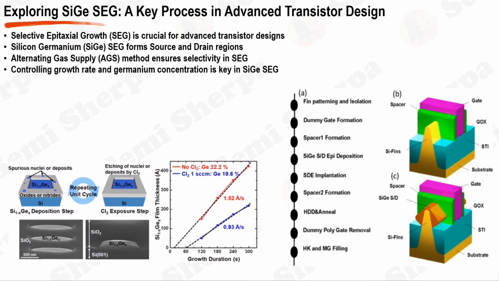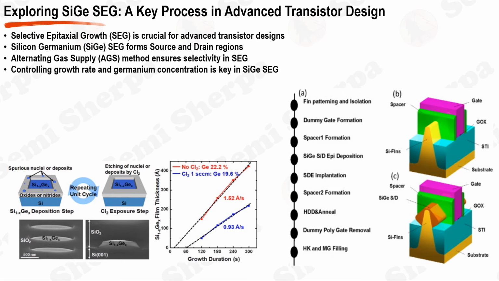For the growth of SiGe, a chemical vapor deposition (CVD) process is employed. Gaseous precursors, such as disilane, Si2H6, and germane, GeH4, are introduced into the reaction chamber. At elevated temperatures, these gases decompose and react on the silicon surface to form an epitaxial layer of SiGe.